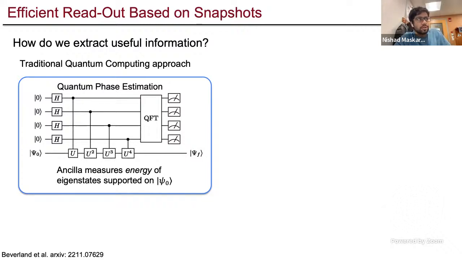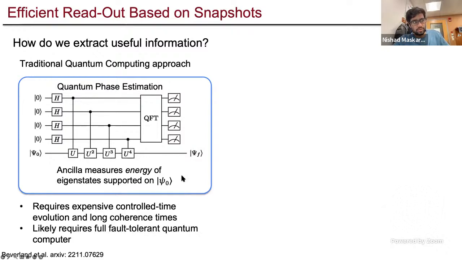So the traditional approach for extracting useful information from a quantum simulation is to use an algorithm like quantum phase estimation. Without getting into too much of the details of how it works, some of you may be familiar with the circuit: in the quantum phase estimation algorithm, you do a sequence of controlled time evolutions, followed by some quantum Fourier transform, and ultimately measure some ancilla system. And this measurement of the ancilla system tells you about the energy of the state that you started with.